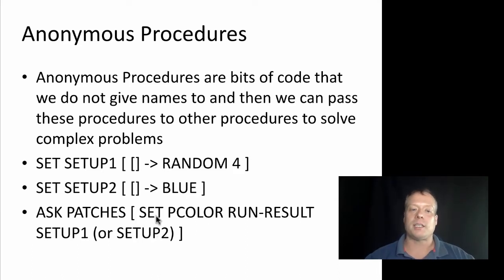Essentially, if you set p color, run result, setup1, it's going to set the p color to 0, 1, 2, or 3 randomly, and if you set it to setup2, it's going to set the p color to blue, right? So it's fairly simple, but the nice thing is that now I can build more complex setup routines by having things passed in as to what I want to go on. And I'll show you an example of that.